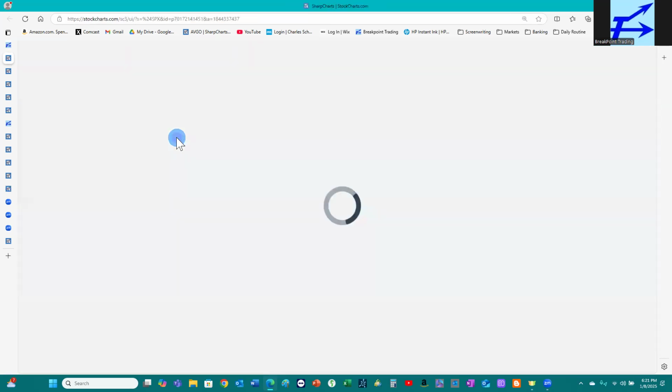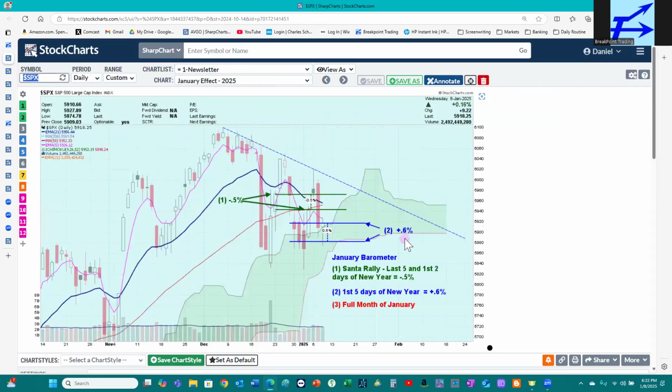If we look at the Santa rally and the indicators, we have now completed number 2. The first 5 days of the new year was actually up 0.6. Interestingly, if we look at each of these alone, the Santa rally, which is between these two lines, actually was down 0.5. And the first 5 days of the new year was actually up 0.6, almost a wash.